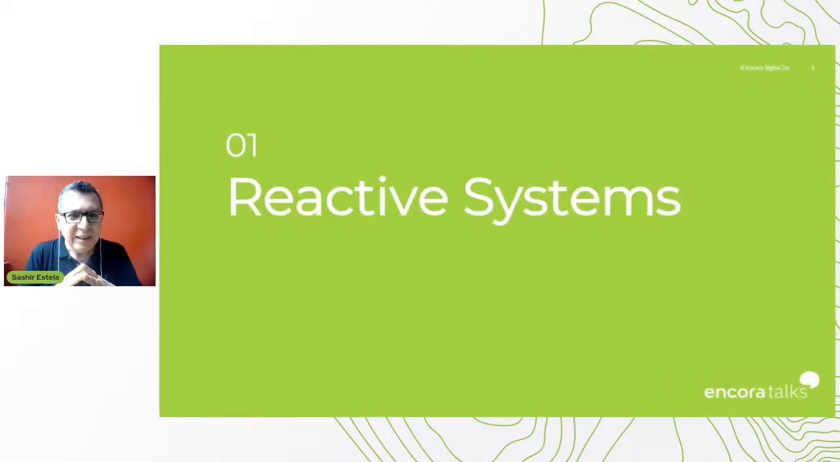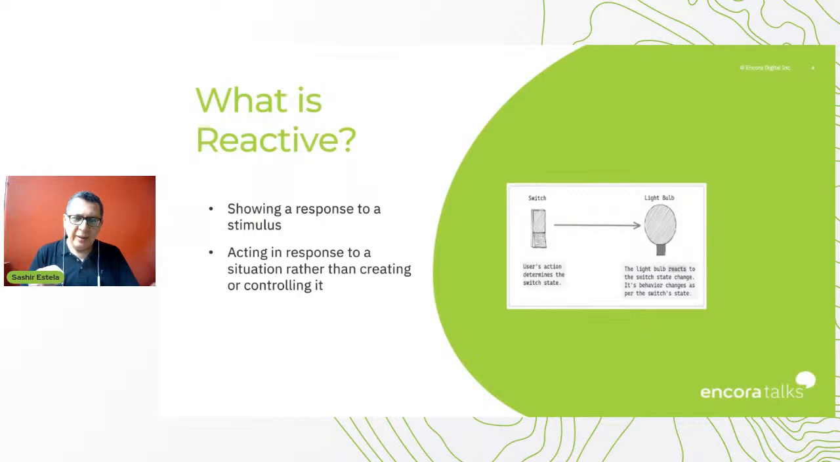Okay, reactive systems. The first concept is reactive. What is reactive? Reactive is showing a response to a stimulus. As you can see in the image, we have an electrical reactive system where, when you push a switch button, the light bulb turns on the light. In a similar way, in our context, we have reactive systems that show a response when data is changing, reacting to that change.